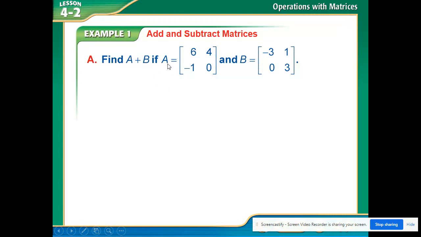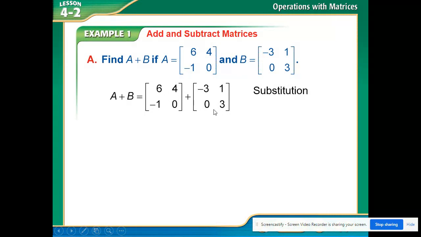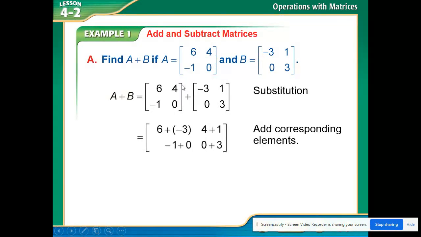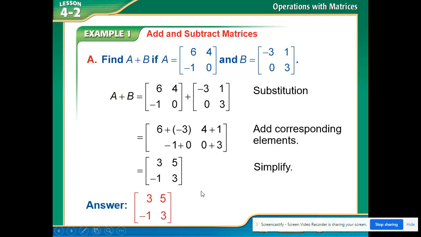So let's go ahead and do this. Find A plus B. A is this matrix, B is this 2 by 2. Again, 2 rows, 2 columns. So how do we go ahead and add this? Well, we're going to take the first one here, the 6, and we will add it to the negative 3. The 4 gets added with the 1, negative 1 with the 0, and 0 with the 3. And then it's just 4 separate little addition problems. Add them together, we get 3, 5, negative 1, 3, and that, of course, is our answer.